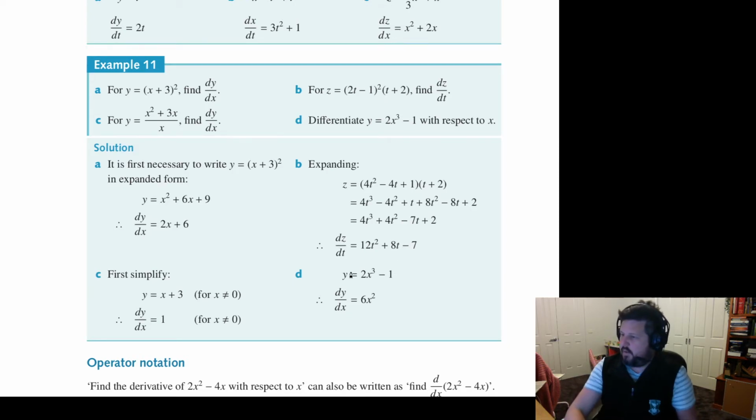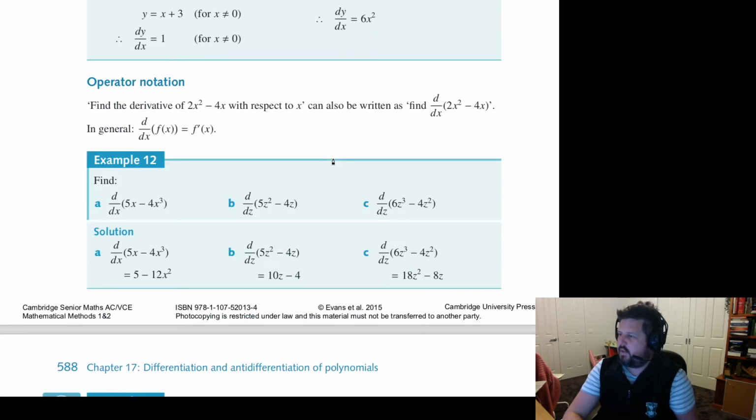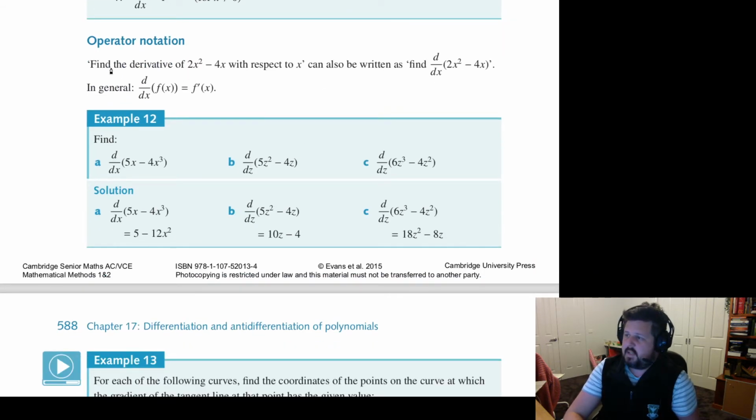Another form of notation that they can use is they could say find the derivative of 2x squared take away 4x with respect to x. That could be written as find d dx of that, which is just asking you to find the derivative. If they're asking you to find the derivative of a function with respect to x, it's just the same as finding f dash x. These are just all different ways in notation that you can use to ask to be calculating the derivative.